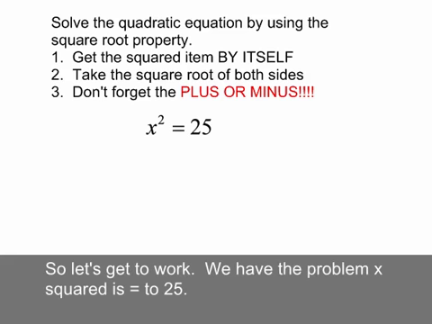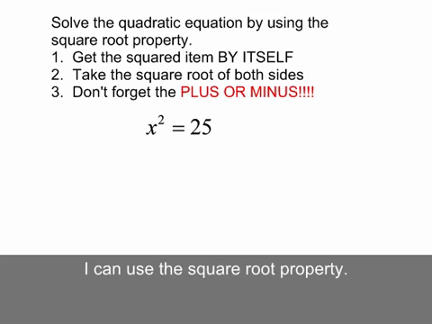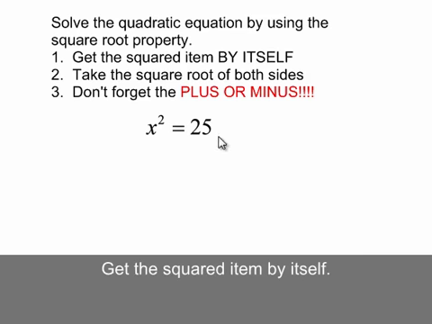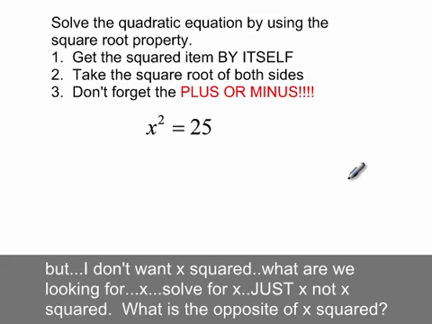So let's get to work. We have the problem x squared is equal to 25. I have an x squared, but I don't see an x to the first. I have just a squared item. I can use the square root property. Get the squared item by itself. It is by itself, but I don't want x squared. What are we supposed to look for? Solve for x. Just x, not x squared.